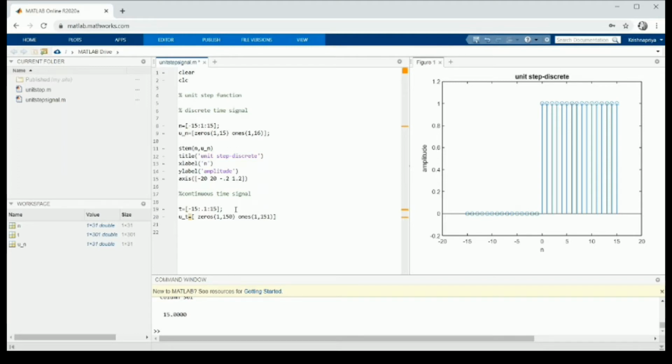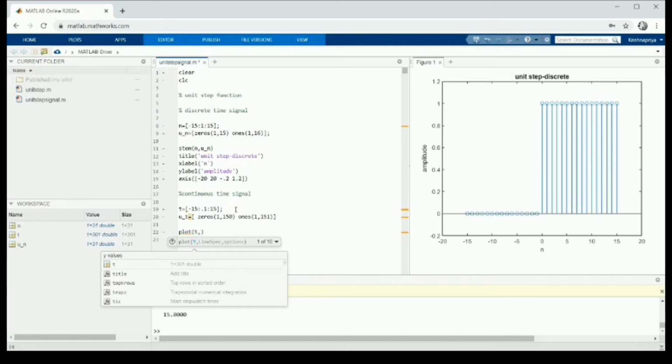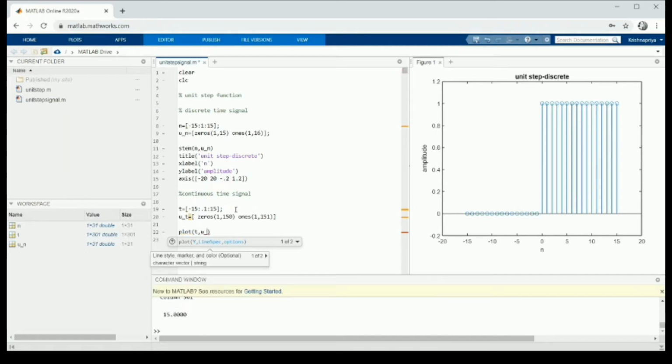So next we have to give the command for obtaining the graph. Okay, in continuous cases we are using the command plot for obtaining the graph. So here I'm giving the command plot. Like in the previous case, first we have to give what we need in the x-axis. I need the time t in the x-axis and the output u of t in the y-axis. So here I gave the command for obtaining my graph, and next I can run the file.